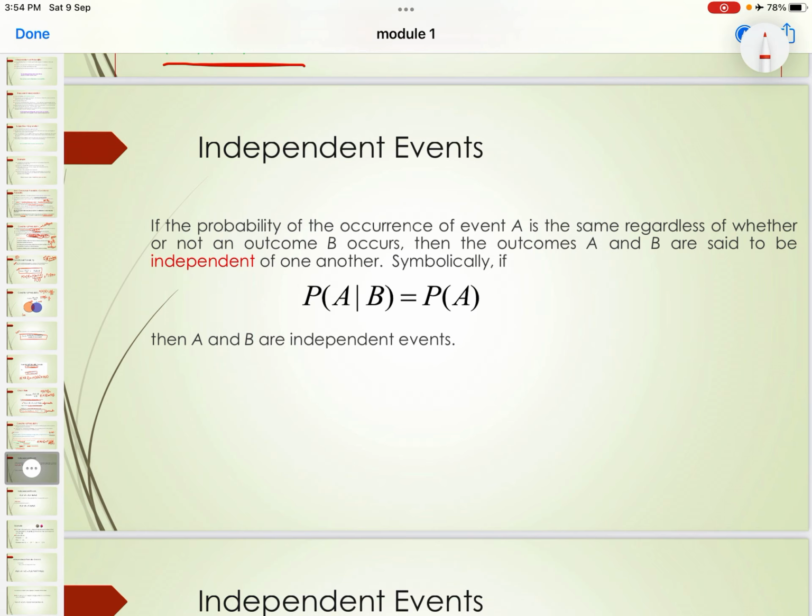If the probability of occurrence of event A is the same regardless of whether or not an outcome B occurs, then the outcomes A and B are said to be independent of one another. Symbolically, you represent it as P of A given B is equal to P of A. Then A and B are independent events. That means whether or not B has occurred, the probability of A is the same, equal to probability of A. It does not depend on occurrence of B.